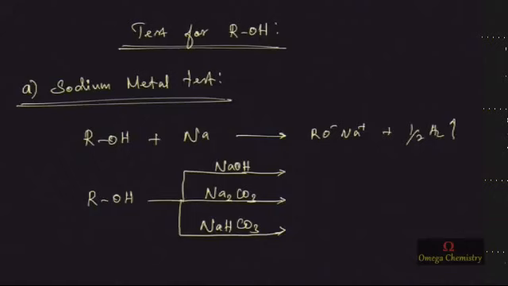However, when alcohol is added to sodium hydroxide or sodium carbonate or sodium hydrogen carbonate, there will be no reaction. So this indicates that the alcohol has a very weak acidic nature. Whereas phenol, an aromatic alcohol which is more acidic than aliphatic alcohols, will react with sodium hydroxide, but it won't react with sodium carbonate or sodium hydrogen carbonate.